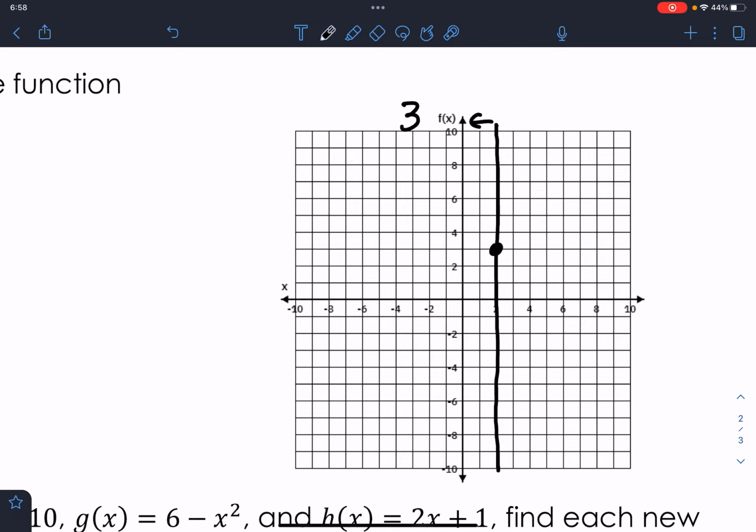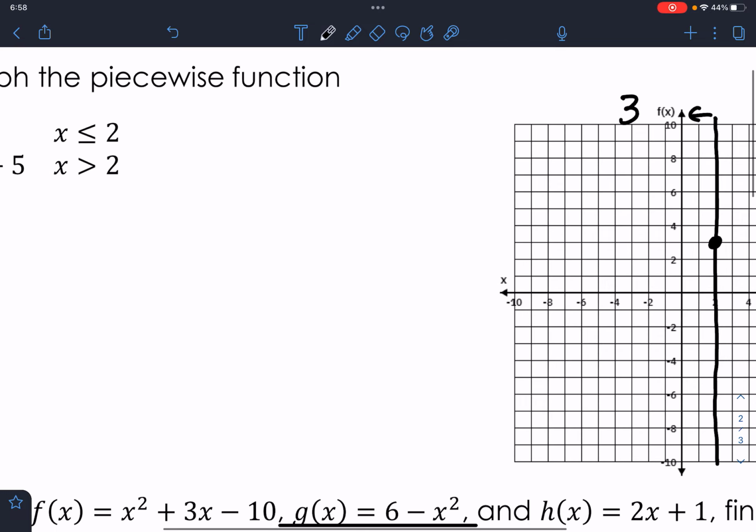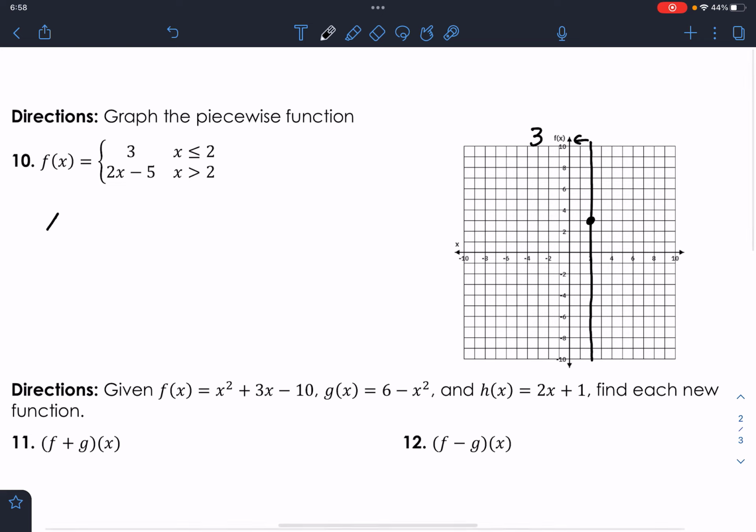So if x is equal to 2, the y value is going to be 3. And if x is 0, the y value is still going to be 3. So we're going to have a horizontal line on the left side.